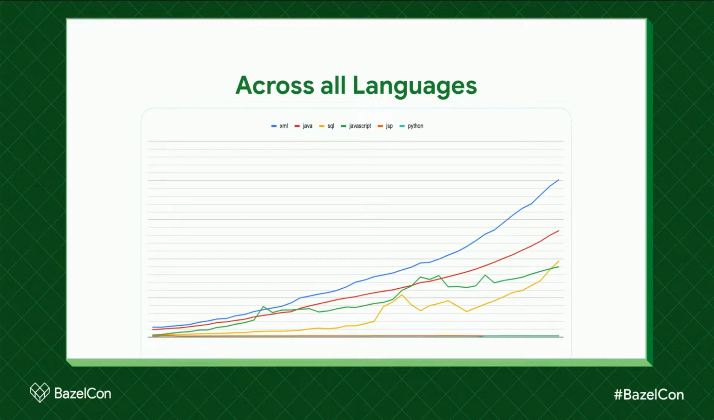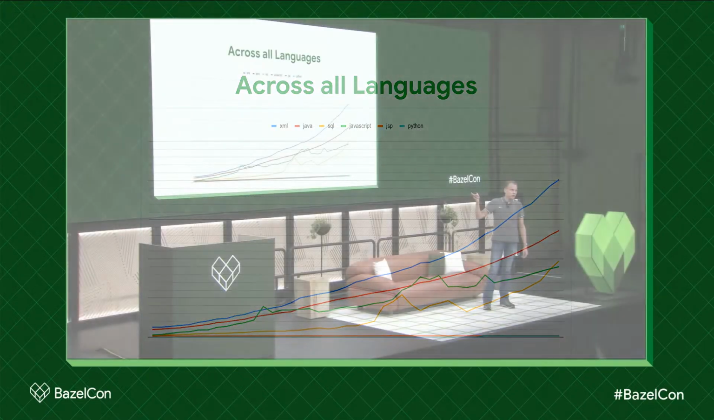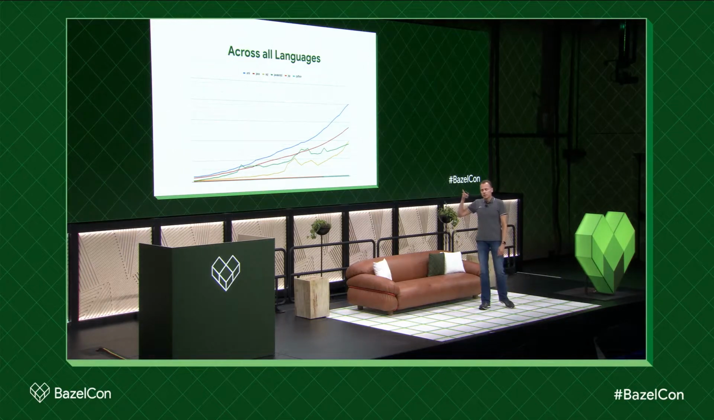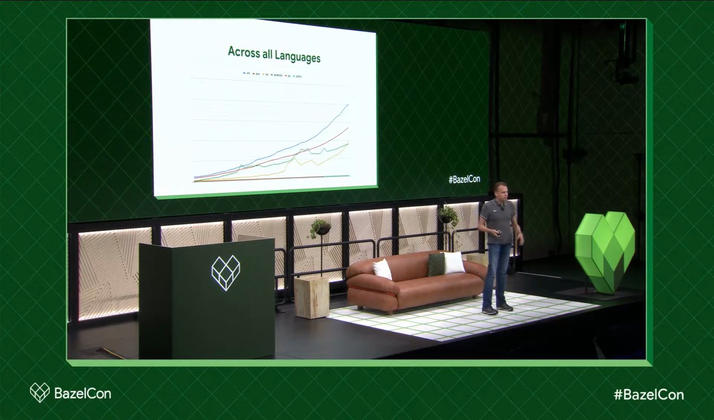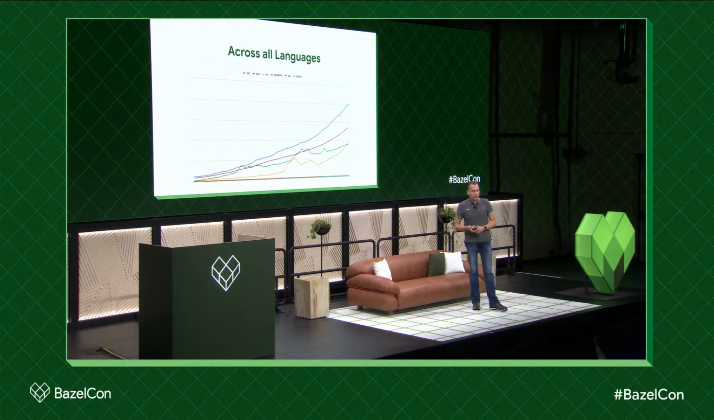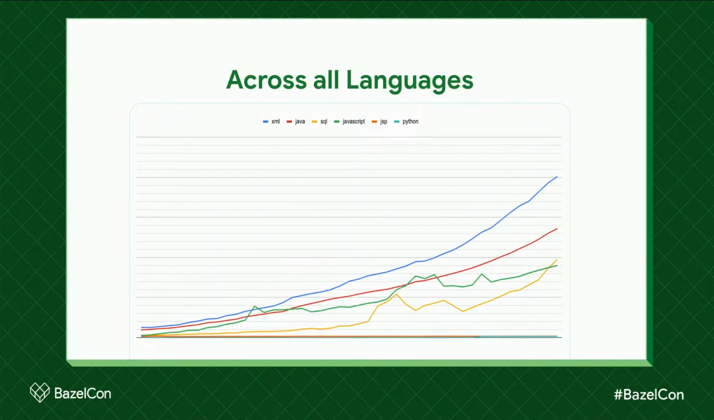So we have the XML is the top one, but XML is not really a programming language that we use, but we actually have a lot of source code generation happening out of these XML files into Java source code. So to that extent, XML and Java is sort of in the same bucket, but there's also some, well, JavaScript is growing, SQL, etc.